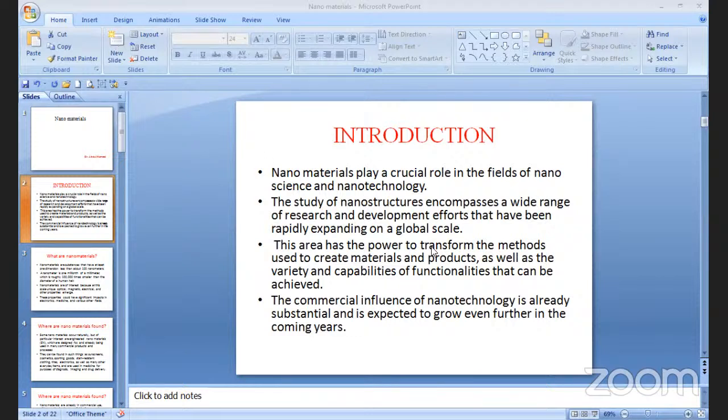So nanomaterials play a crucial role in the field of nanoscience and nanotechnology. The study of nanostructure science and technology is a broad and interdisciplinary area of research and development.